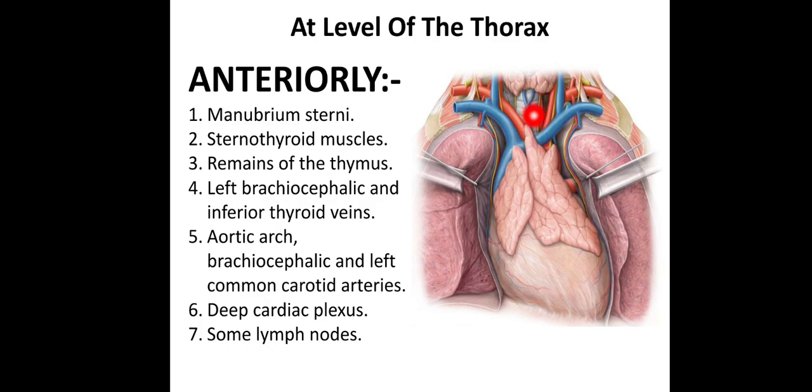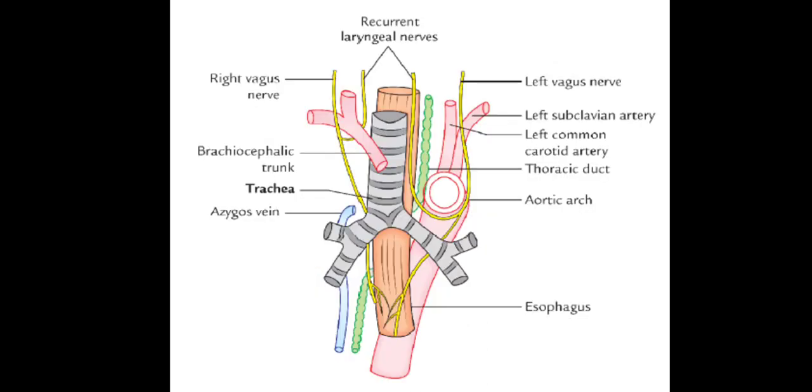Here you can see anterior to the trachea there is a pretracheal lymph node which is situated. So this is the anterior relation of the trachea. Again you can see this is the trachea here. So this is the brachiocephalic artery here, and here you can see this is common carotid artery here. This is the anterior relation of the trachea in this diagram.